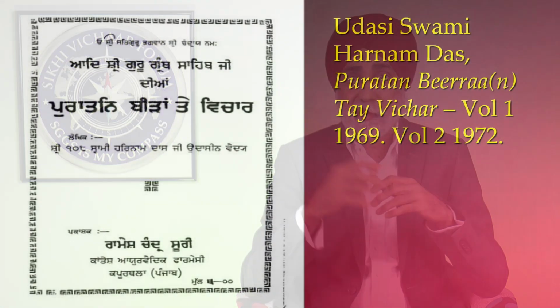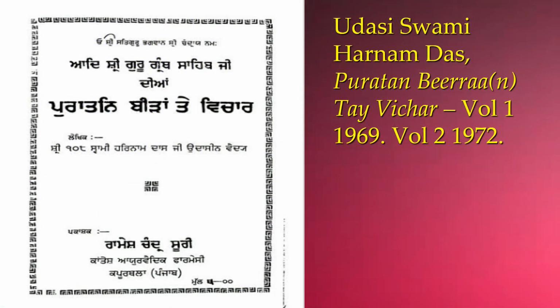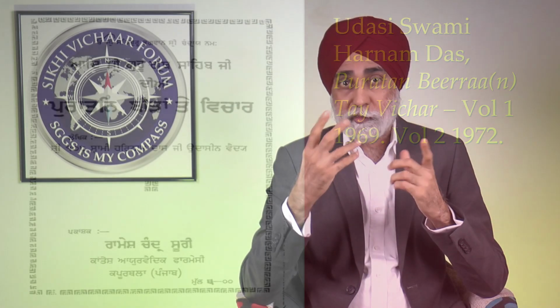One authoritative text on the old beads of the Sri Guru Granth Sahib Ji is written by Udasi Swami Haranam Das. His book is titled Puratan Beeda Te Vichar. Volume 1 came out in 1969 and Volume 2 in 1972. This is what he writes on page 90.